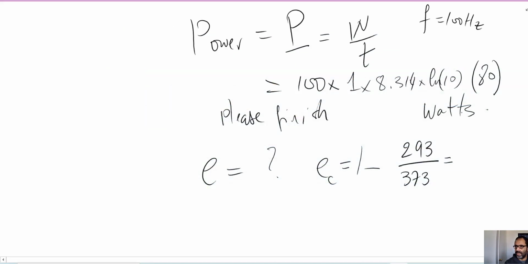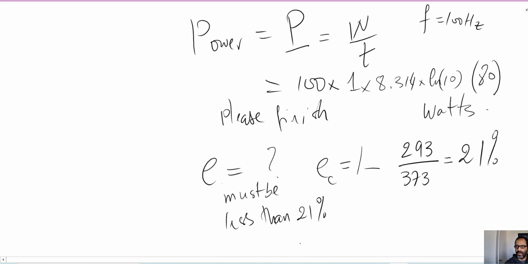You should not find an efficiency more than this number. So this number I know must be less than 21%. If you find it more, please let me know. That is another question of the day, and that is to verify the statement in here.